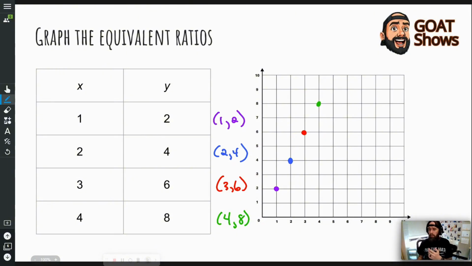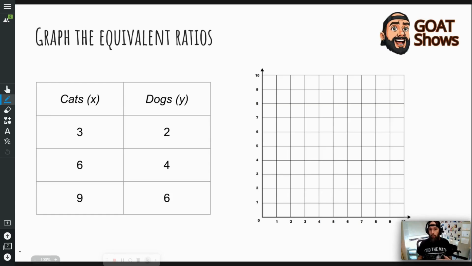Now, will it always be that steep and in that order? No, it might change a little bit, and you'll see that it changes here. But it has that same behavior. Always a dot or a string of dots that looks like a straight line that would go through 0, 0. Instead of just x and y, I have cats and dogs, but it's the same exact idea.